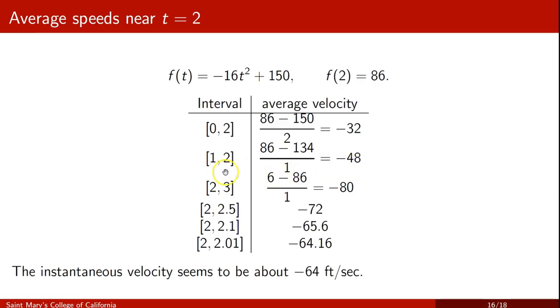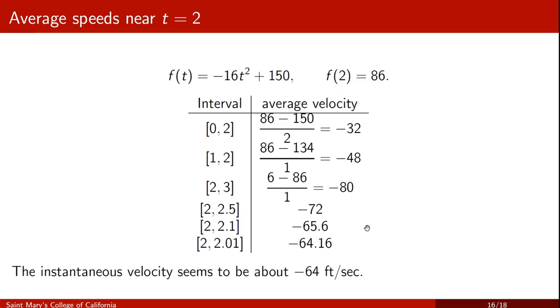Then we can look on the other side of 2, the numbers that are a bit bigger than 2. From 2 to 3, our average velocity is minus 80. Then from 2 to 2.5, minus 72, minus 65, minus 64.16. It appears that our instantaneous velocity at 2 is about minus 64 feet per second.